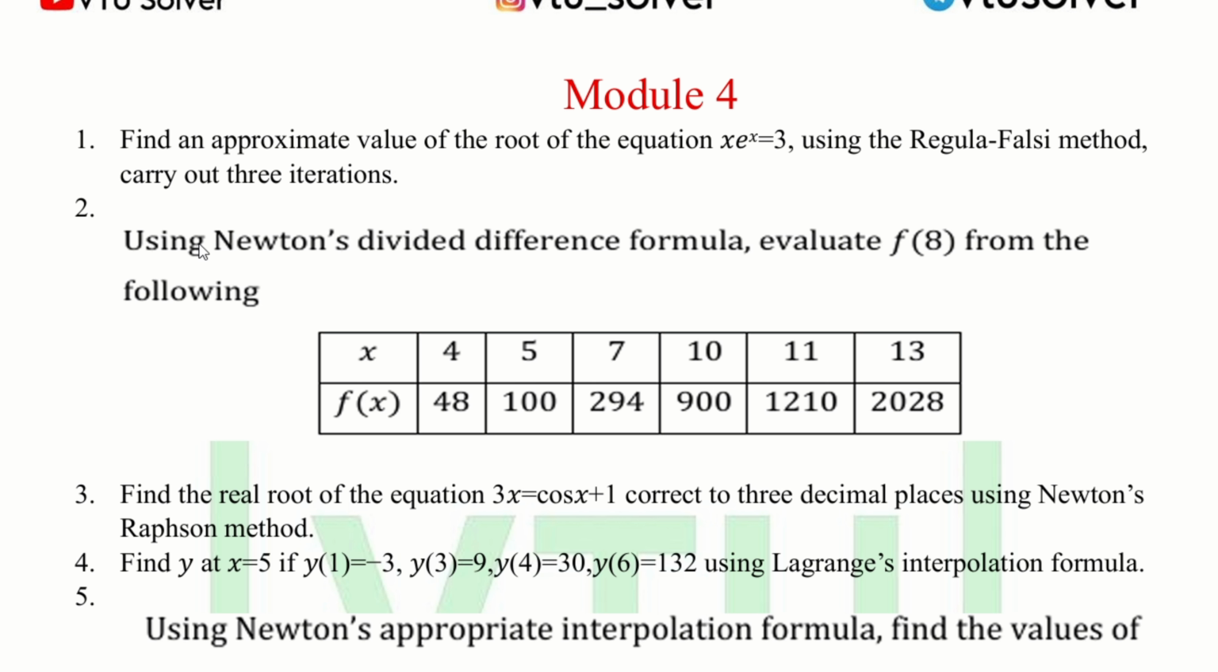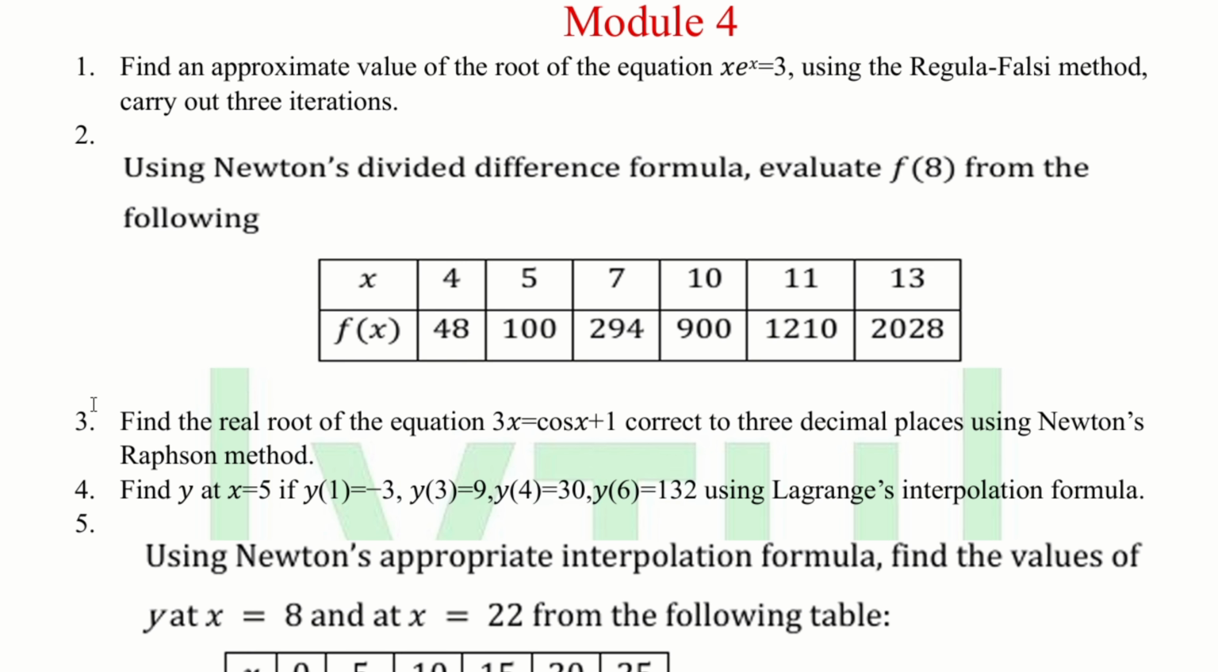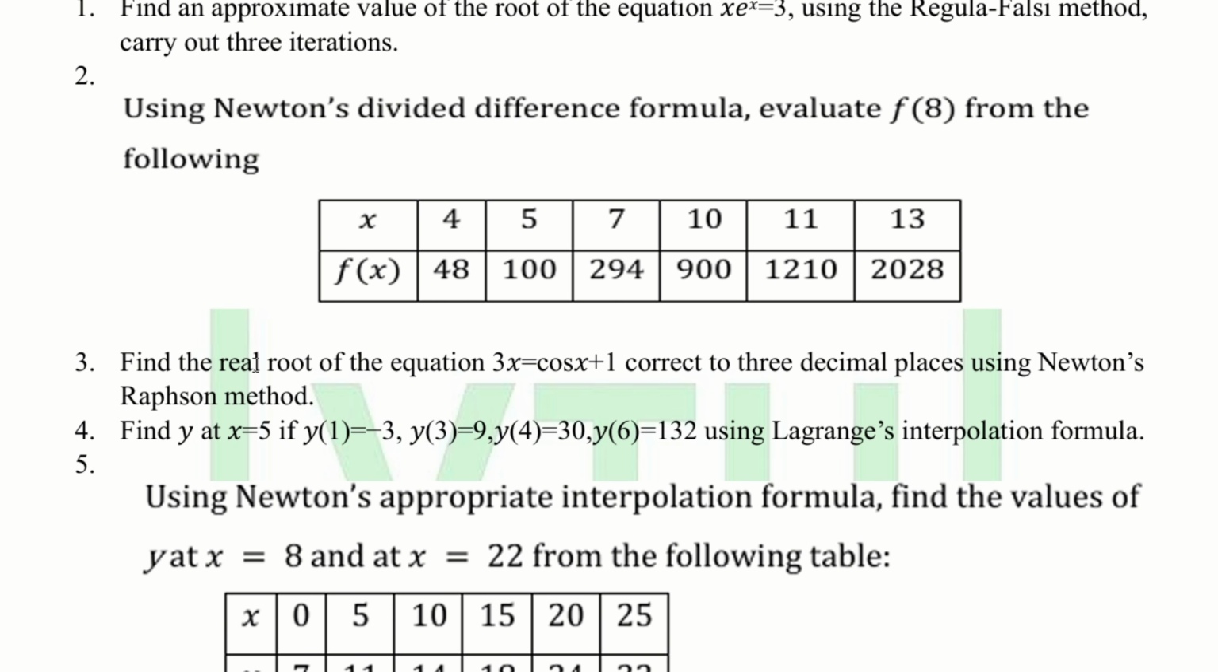The second question is using Newton's divided difference formula, evaluate f(8) from the following. And the third question is find the real root of the equation 3x = cos x + 1, correct to 3 decimal places, using Newton-Raphson method.